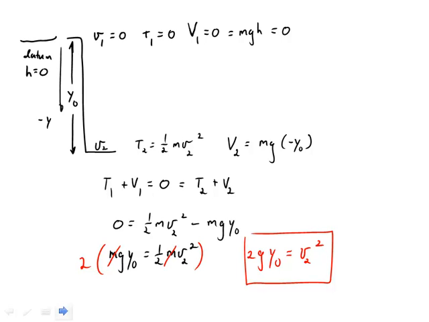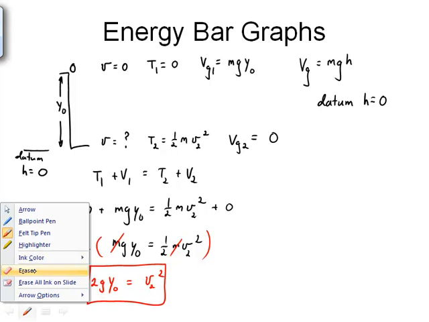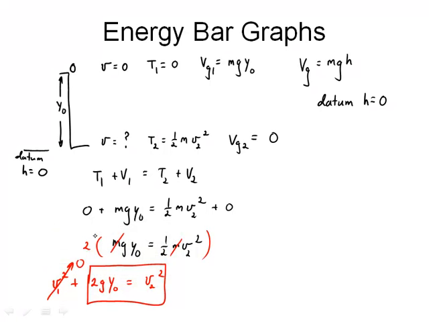Now, where do the energy bar graphs come into play? If I start with this example, I can draw an energy bar graph. Looks something like this. At the top, there's two kinds of energy. There is kinetic energy, and there is gravitational potential energy. At the top, there is no kinetic energy, but there is gravitational potential energy. And so I'm going to give that a value of 2 bars. Doesn't matter how many bars I give it.